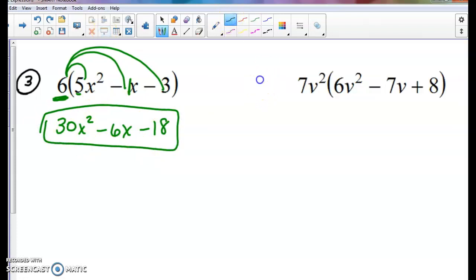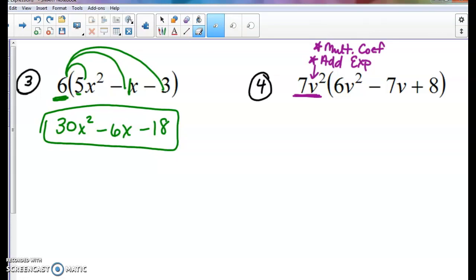And example 4. This one changes gears on us because if you notice, when you start to write this one, we have 7v squared outside of our parentheses times 6v squared minus 7v plus 8. Because this has a variable, we're going to have to remember to multiply coefficients, so that's the numbers in front, then add exponents of the same variables. If you notice, they're all v. So you're going to have to remember to do that with this one.